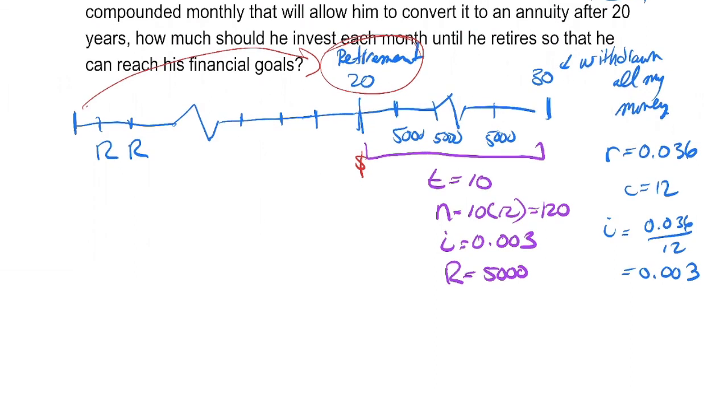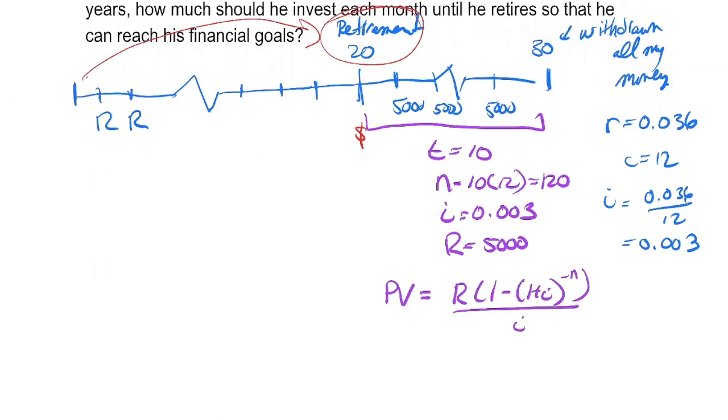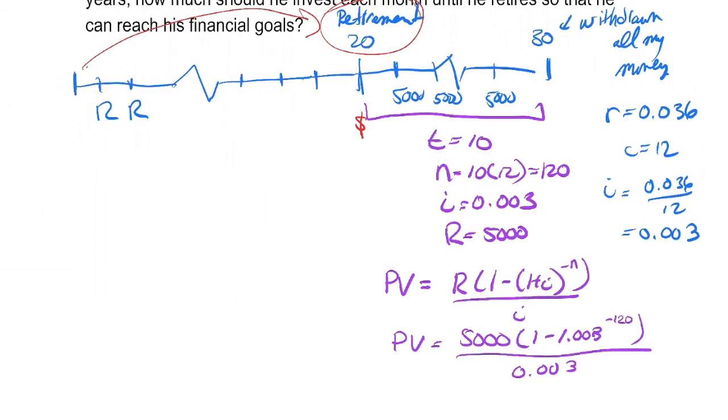So here we have to go off and calculate our present value. So what was our present value formula? Present value is equal to R times 1 minus 1 plus I to the power of negative n all over I. So present value here is going to be 5,000 times 1 minus 1.003 to the power of negative 120 all over 0.003. So we carefully plug that into the calculator.